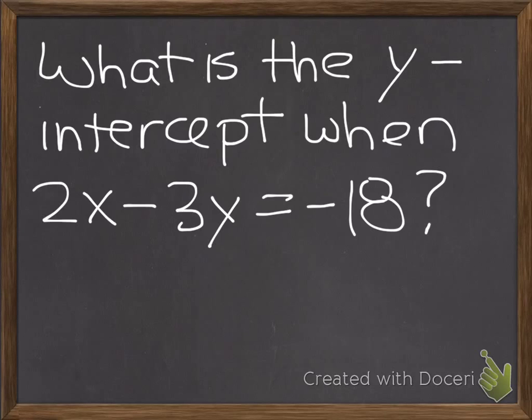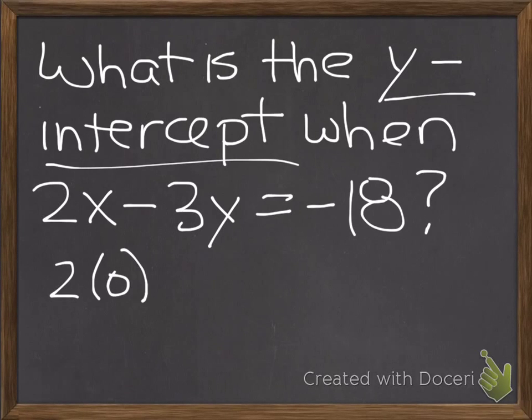Next question, what is the y-intercept when 2x minus 3y equals negative 18? The y-intercept, or any intercept that you're finding, you need to plug in 0 into the other variable. So if we're finding the y-intercept, we need to plug in 0 for x. And vice versa, if we're finding the x-intercept, we would need to plug in 0 for y. So in this case, we're finding the y-intercept, so we need to plug in 0 for x and solve for y.